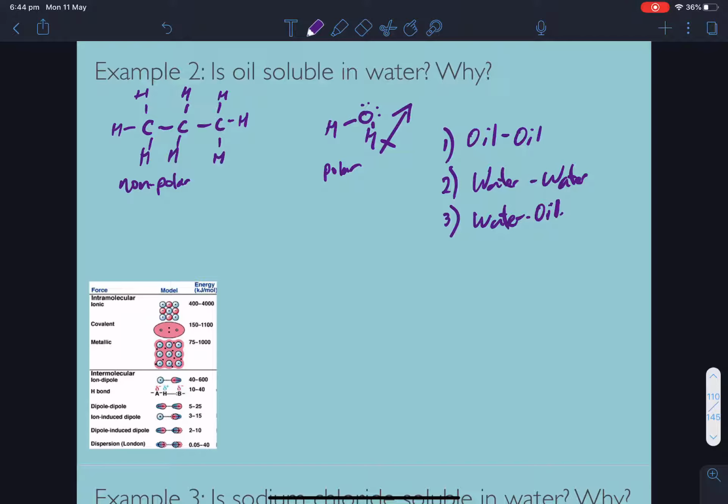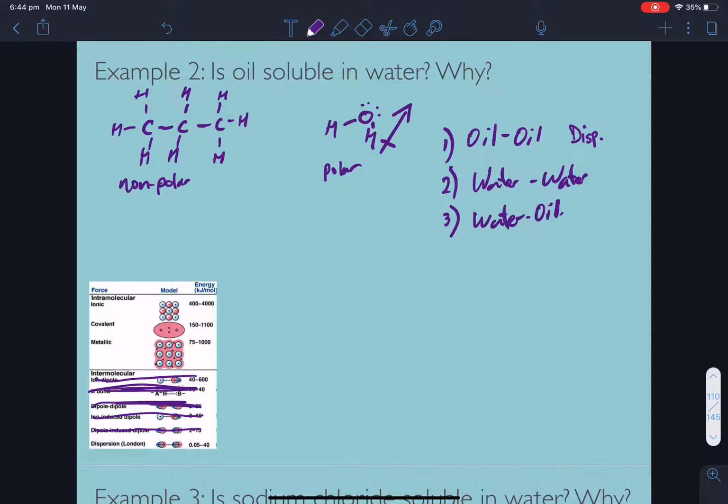Okay, three possible interactions. Oil to oil. Non-polar to non-polar. Well, we haven't got ion-dipole. We haven't got dipole-dipole, so we don't have hydrogen bonding. We have two non-polar molecules, so we don't have an ion inducing a non-polar, and we don't have a dipole inducing a non-polar, but we have dispersion forces between them. So I didn't leave enough room, did I? Just dispersion forces there.